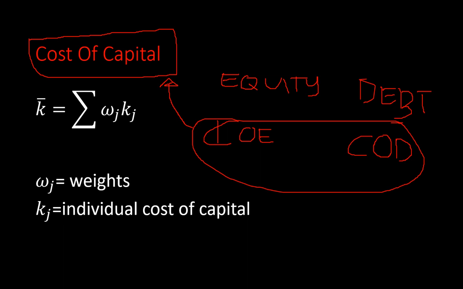Let's continue. Assuming that these are the weights of your capital, and this is the actual cost of your capital. Your weighted average cost of capital is 10%.